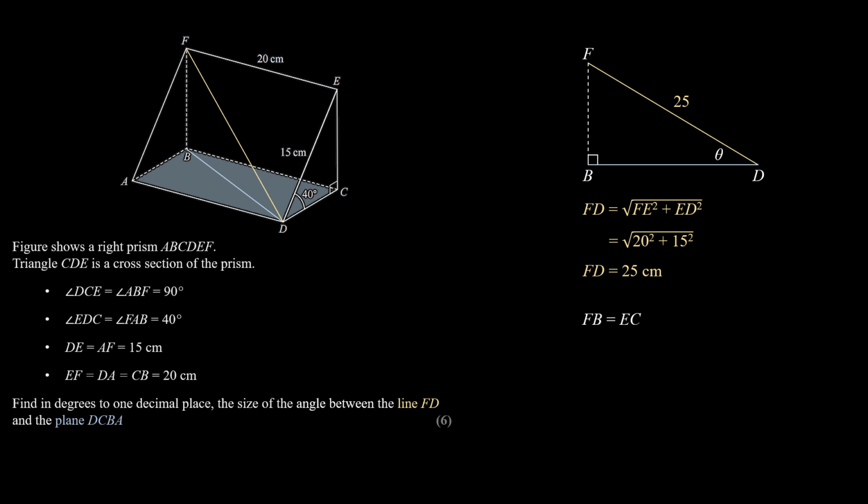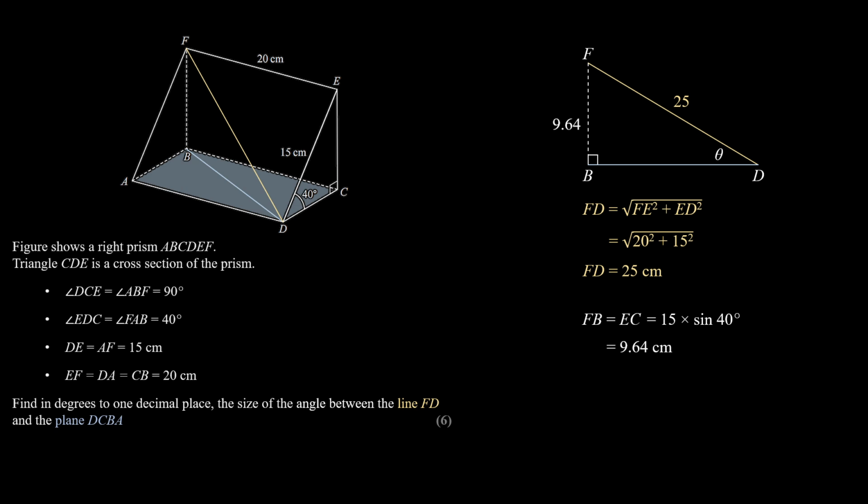Next, FB is the same as EC, which can be calculated using the right triangle CDE. EC is opposite angle CDE, which measures 40 degrees. Therefore, EC is equal to 15 times sine of 40 degrees, giving a value of 9.64 centimeters. Thus, FB is also 9.64 centimeters.